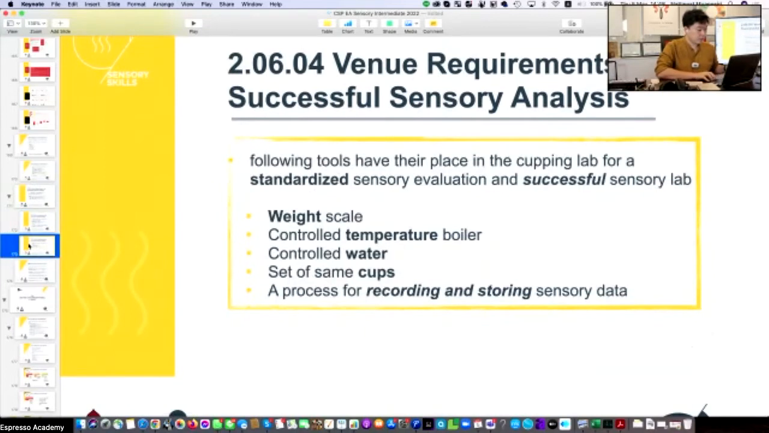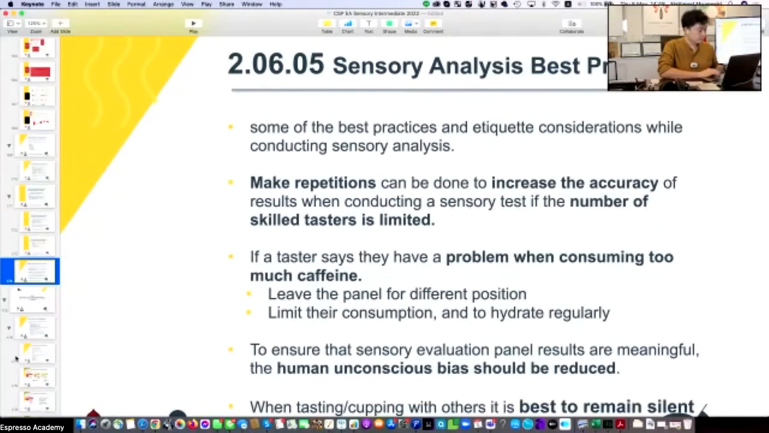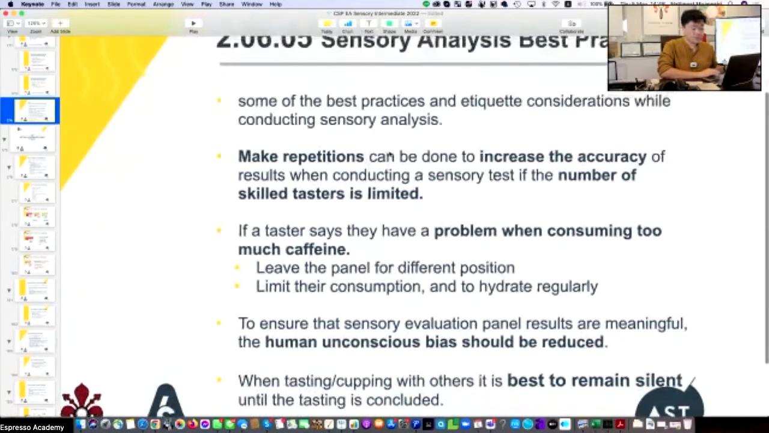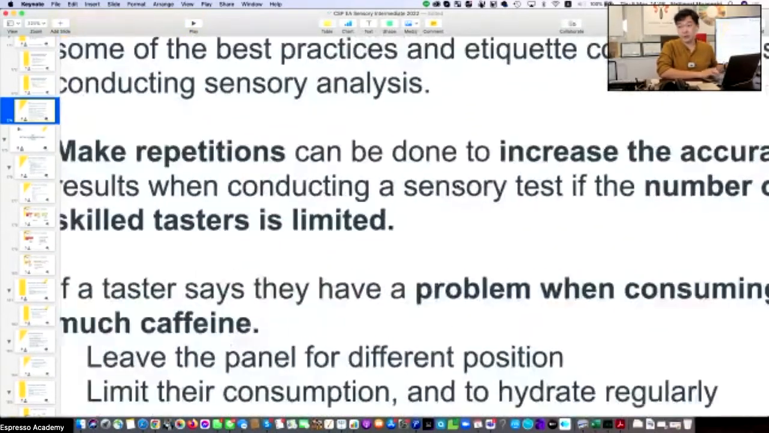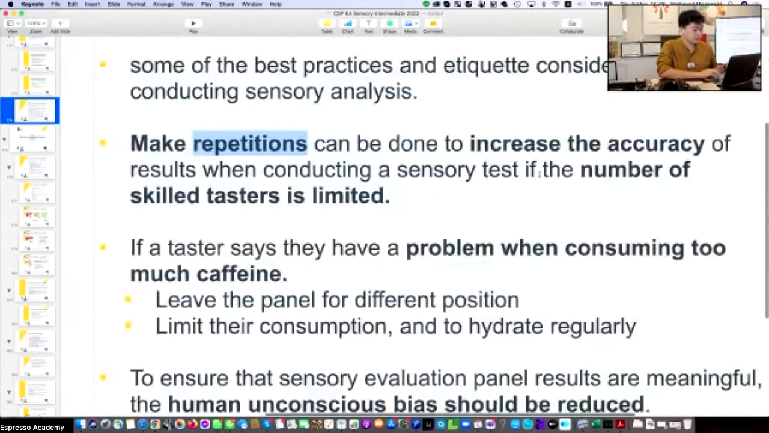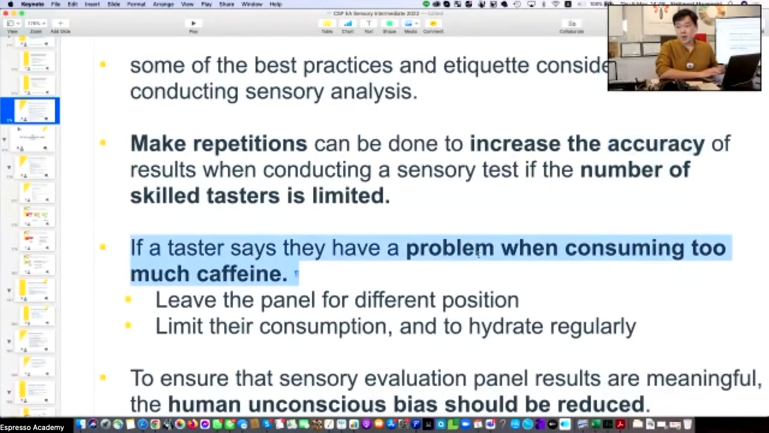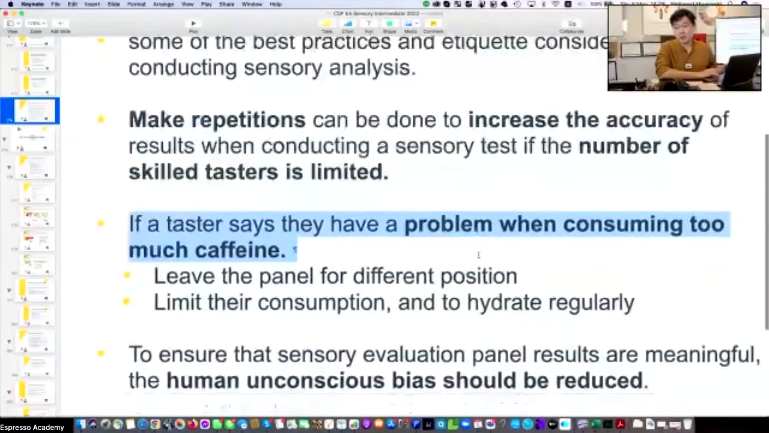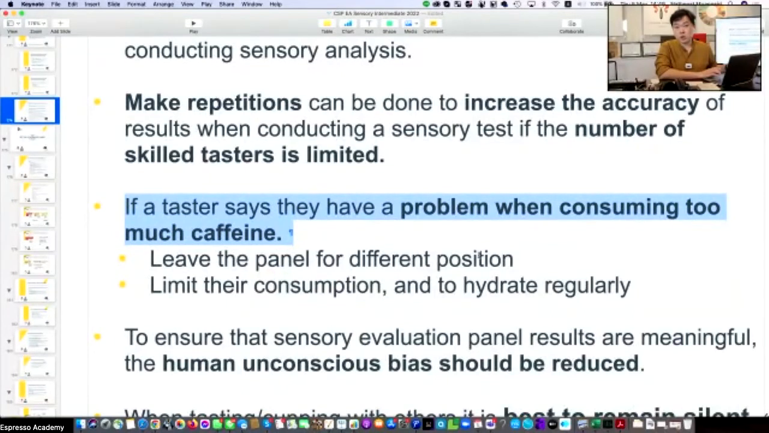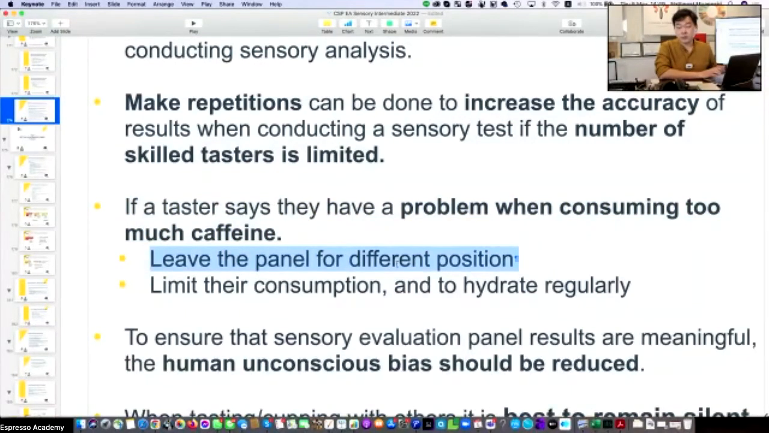So venue requirements, I will skip that. Then best practice. The best practice, if you want to do it every day, is to repeat. The more you repeat, the more accurate it gets, okay? Even with the test result, or even with yourself practicing, that's why you can repeat samples of coffee. And if you have people who are not able to take a lot of coffee, you just tell them not to drink too much, drink a lot of water, and just leave the panel for different positions.